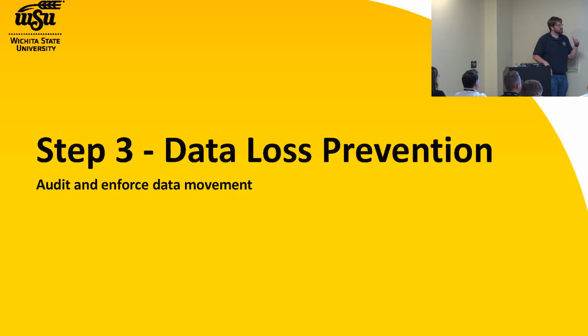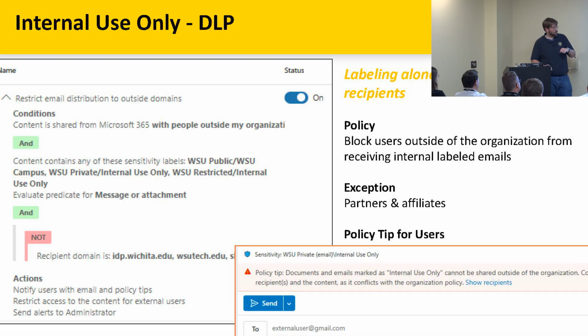So in this condition, we're saying if someone shared content with outside an organization, which for us is just the @wichita.edu is our organization, and I'm saying it has one of these internal labels on it, and this is where you set labels to do certain actions, is here, where you say which labels will apply.